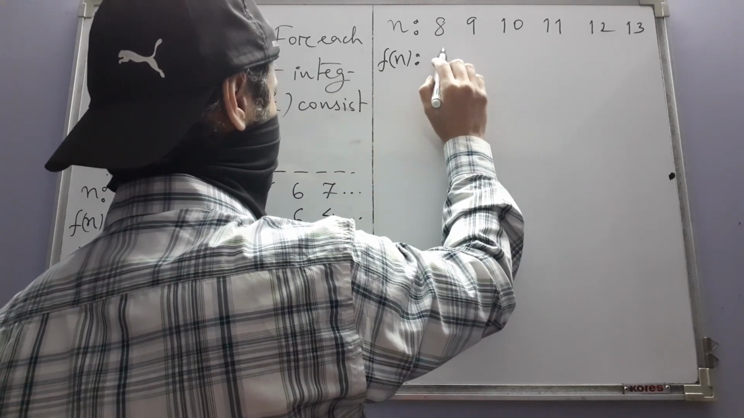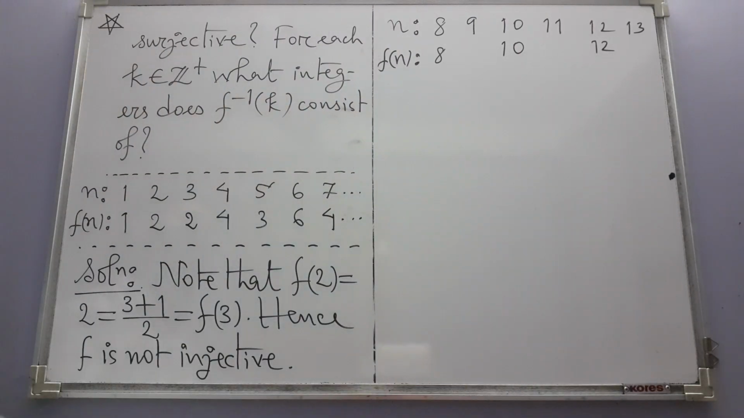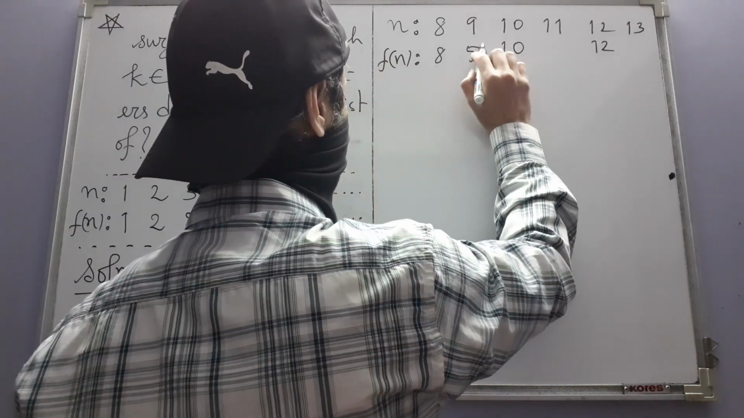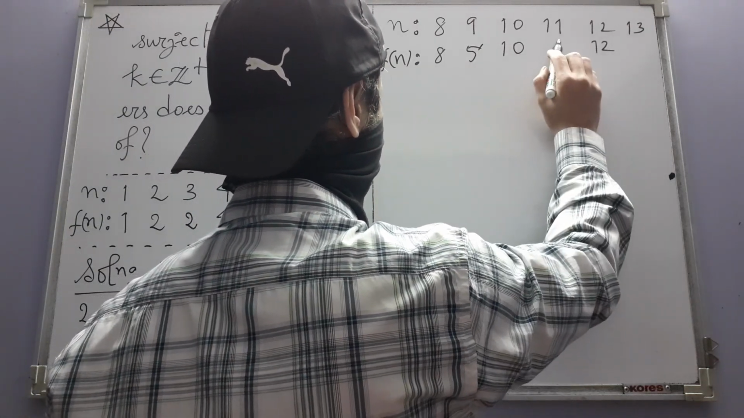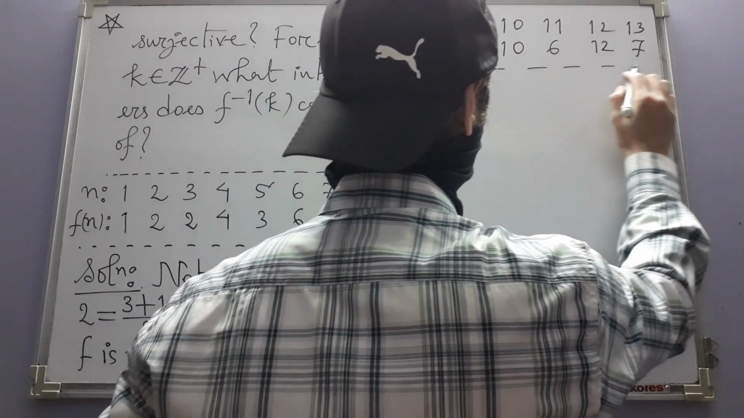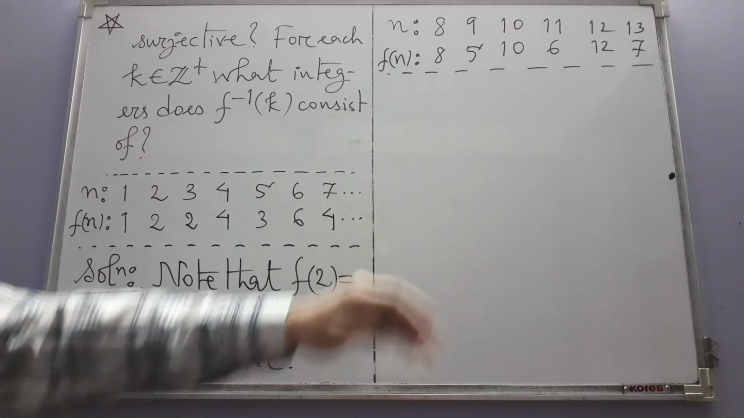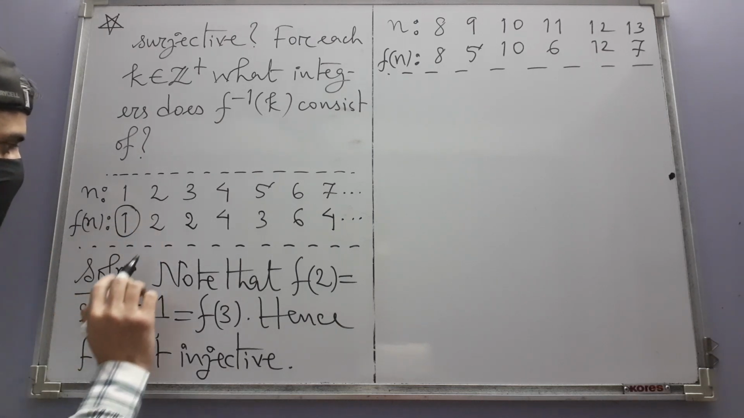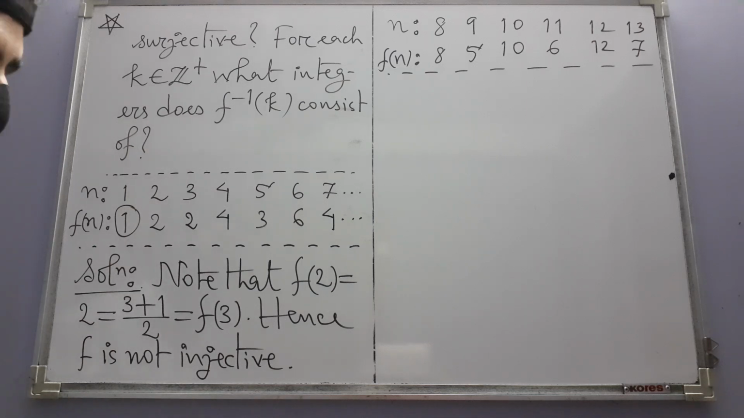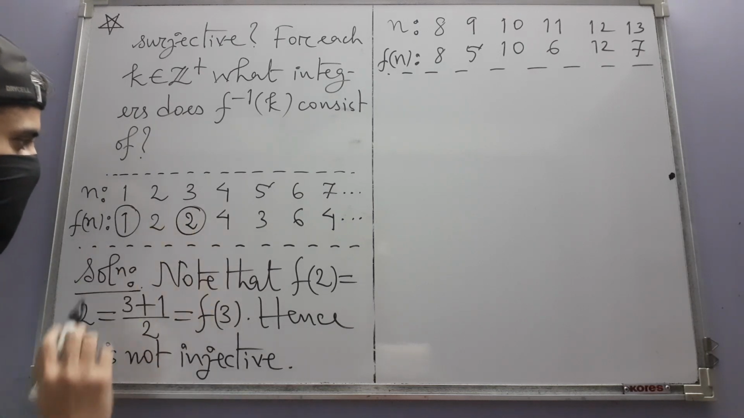So 8 will simply be 8, 10 will be 10, 12 will be 12. 9 plus 1 is 10, 10 divided by 2 is 5. 11 plus 1 is 12, 12 divided by 2 is 6. 13 plus 1 is 14, that gives you 7. So we want all the positive integers to appear along the second row. 1 is appearing fine, 2 is actually appearing 2 times. In order to maintain a uniform pattern, we are not going to consider this 2. It is there, but instead we consider this 2.